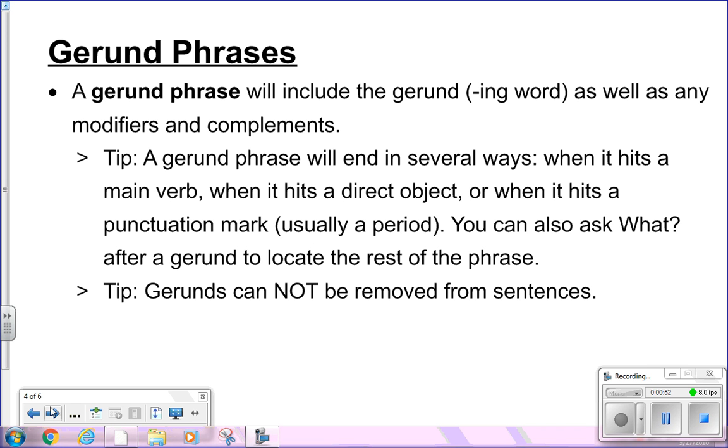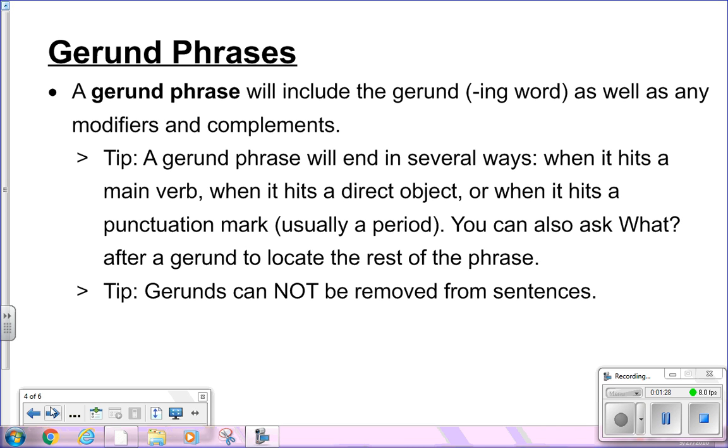Now, the gerund is really easy to spot. It's that ing verb word, but it also includes complements and modifiers. Here are some tips to help you locate the rest of the phrase. A gerund phrase will end in several ways. It can end when it hits the main verb in the sentence if it's acting as the subject. The gerund phrase can end when it hits a direct object if it's acting as an indirect object, or the gerund phrase can end when it hits a punctuation mark, usually a period, at the end of the sentence. You can also ask what after a gerund to locate the rest of the phrase. So taking what, finishing what.